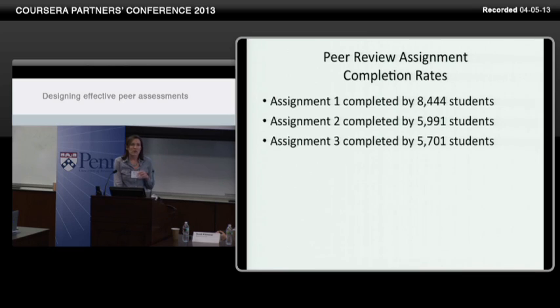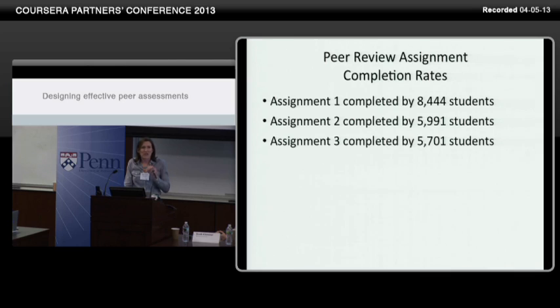A little bit about the numbers, of course, like most of the classes, we had some tapering off as the course went on, but we did retain over 5,500 students, and of the 5,700 students who completed all 3 assignments, more than 5,000 of them passed the class. So I think that's something we would encourage in the future.